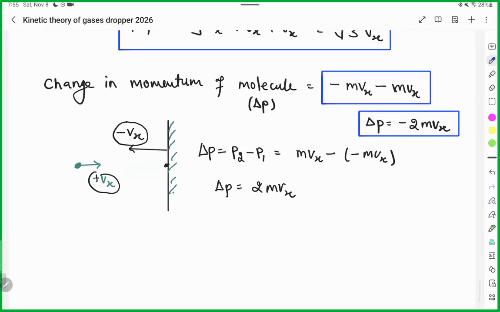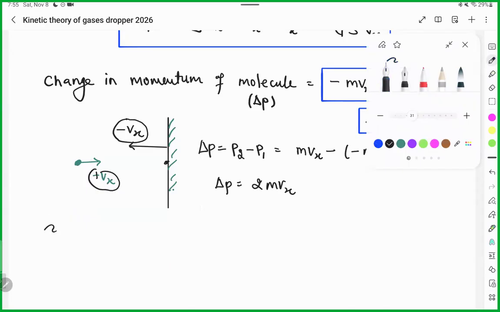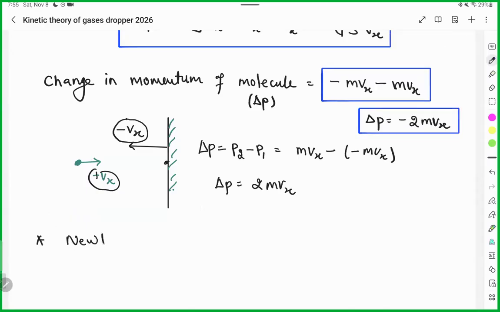Now the momentum of this molecule has changed. Varinder, what is Newton's third law? Every action has an equal and opposite reaction. Exactly. If one is exerting force on two, then two will also exert force on one with the same amount but in the opposite direction. Right?